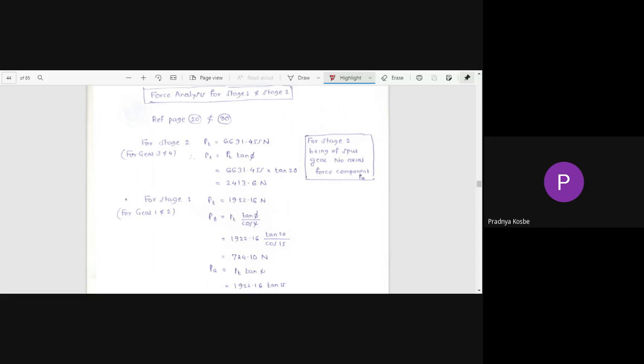Now next you have to carry out a force analysis for stage 1 and stage 2 gears, because this is for the selection of a bearing. Okay.